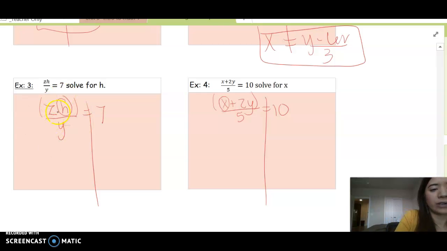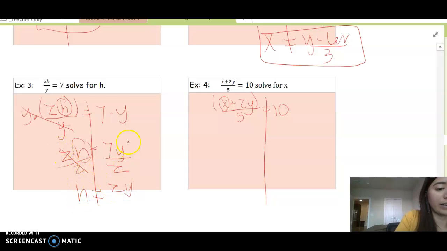All right. So to get rid of the denominator first, remember that that is divided by y. So I'm going to multiply both sides by y. Y's cancel, and I get zh equals 7y. Again, I want h here. Right now I have z times h, so I'm going to divide both sides by z. These cancel, and I get h equals 7y over z.